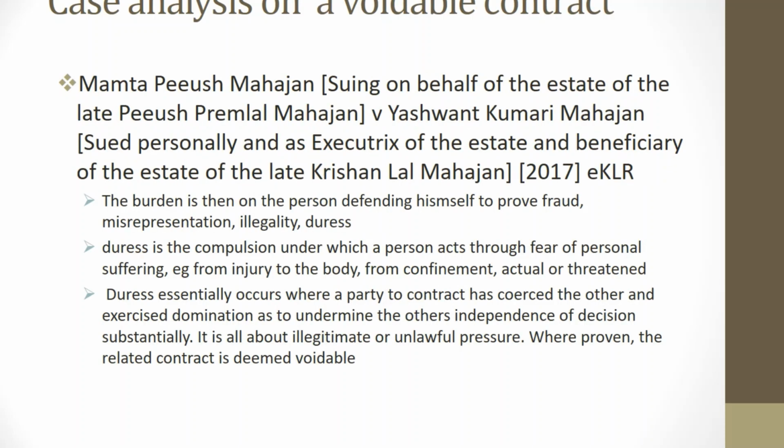Now, furthermore, I want us to look at a case analysis on avoidable contract. Remember, as I stated earlier, avoidable contract is valid until a party takes steps to challenge it. Now, what might be these steps, or what would inform you taking these steps? If you entered a contract under threats, or if you entered a contract under duress, meaning that it was not your intention, or rather you were forced or coerced to sign this contract, and you could have done this for fear of personal suffering, you can later on go challenge that contract, and it will be an avoidable contract. Remember, duress is all about illegitimate or unlawful pressure, and where proven, the related contract is deemed voidable.